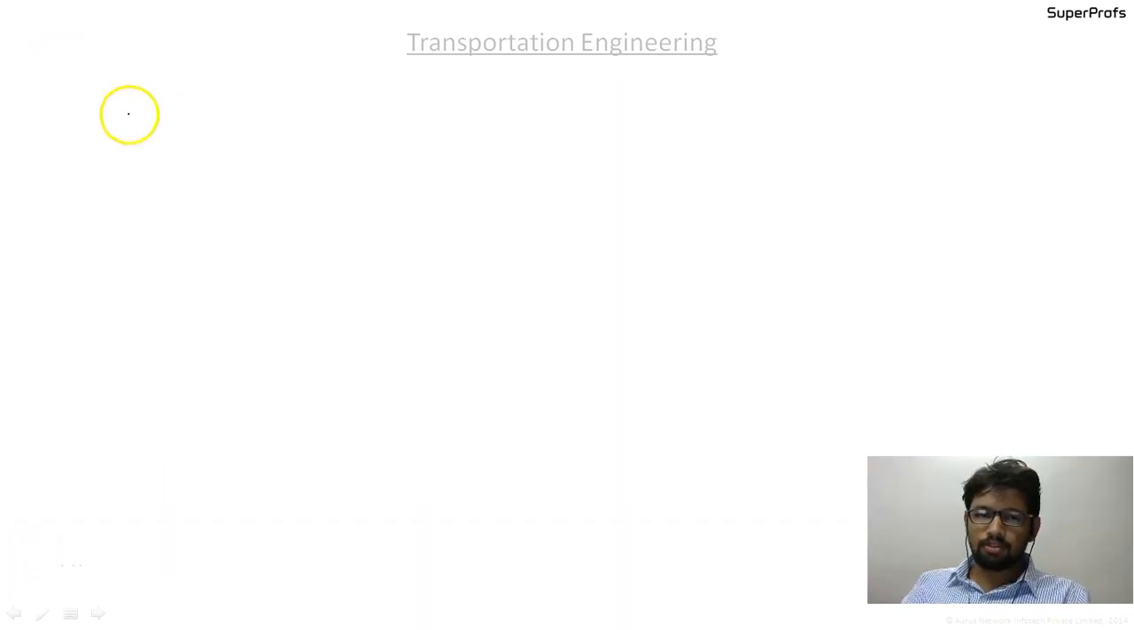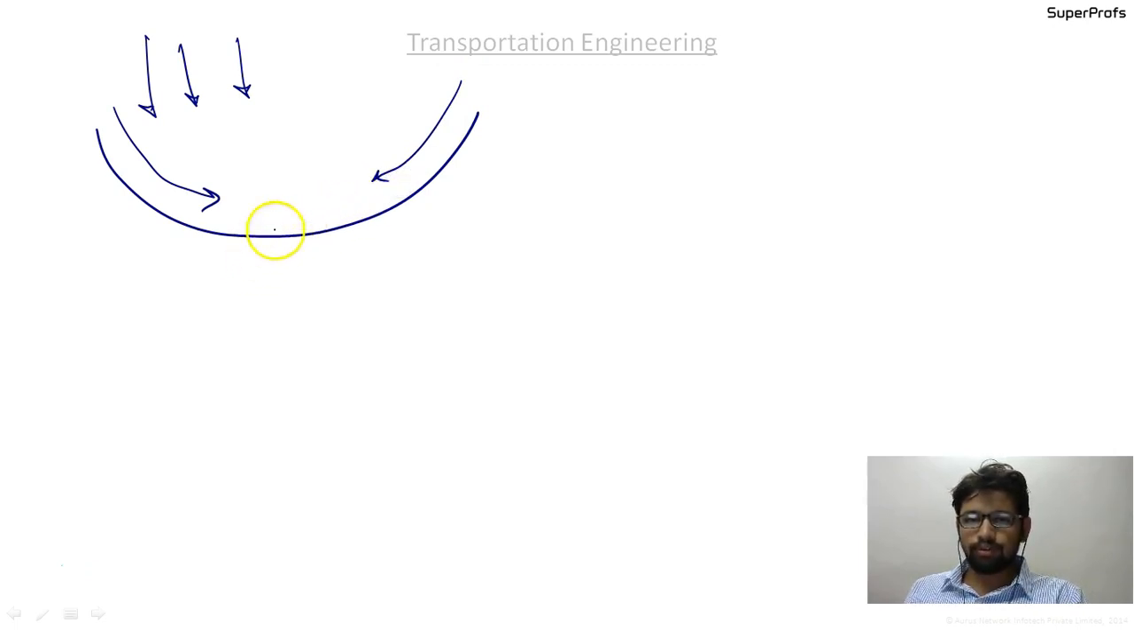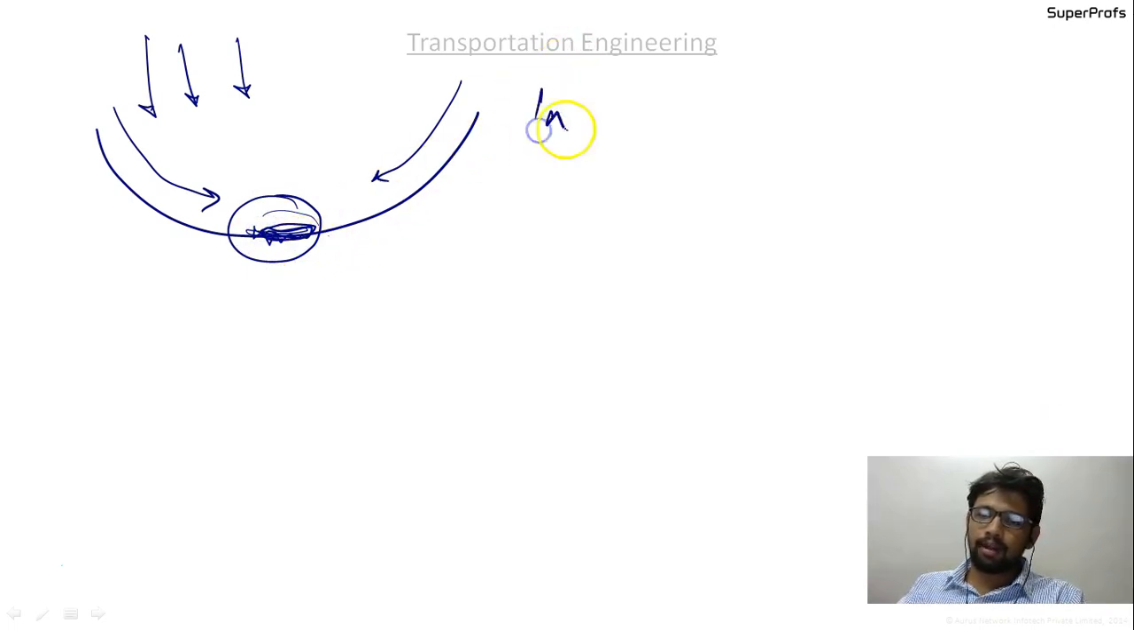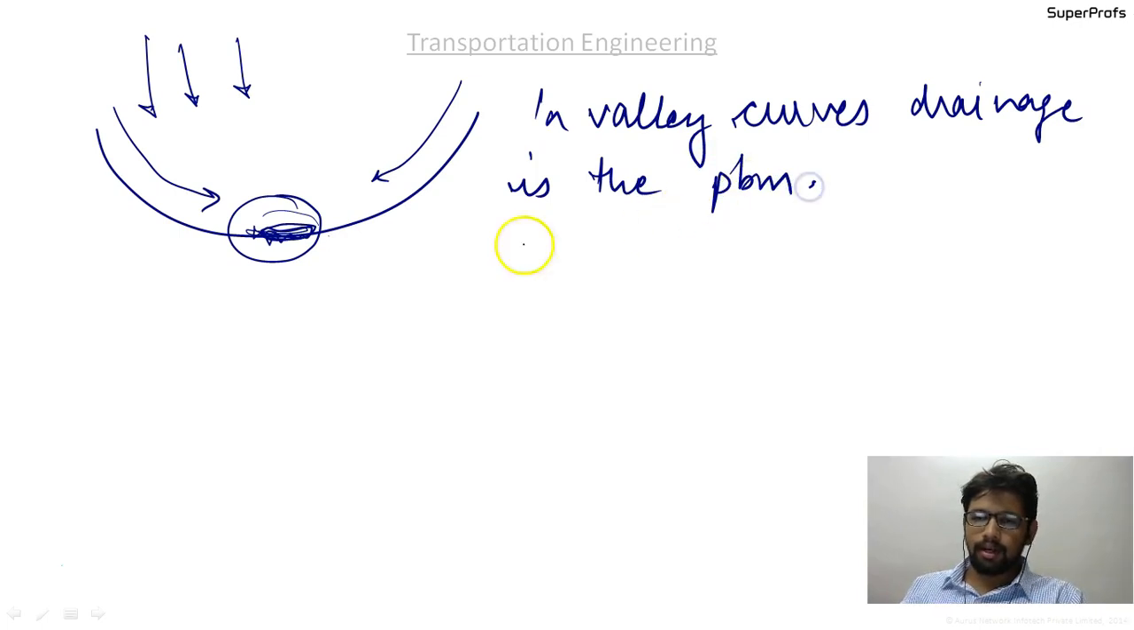Valley curves are of this kind, and whenever it rains, the complete rainwater comes and accumulates over here at the lowest point of the valley curve. At this point all the water comes and meets, so in valley curves drainage is a problem.